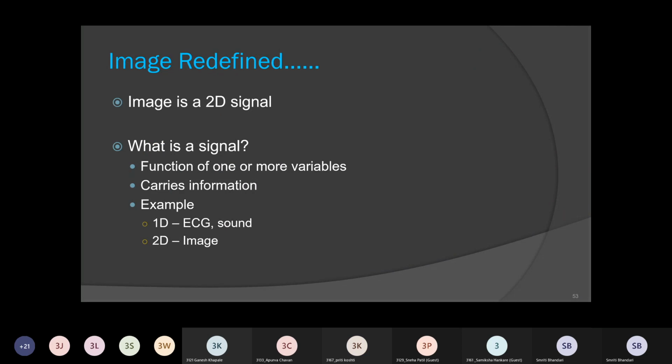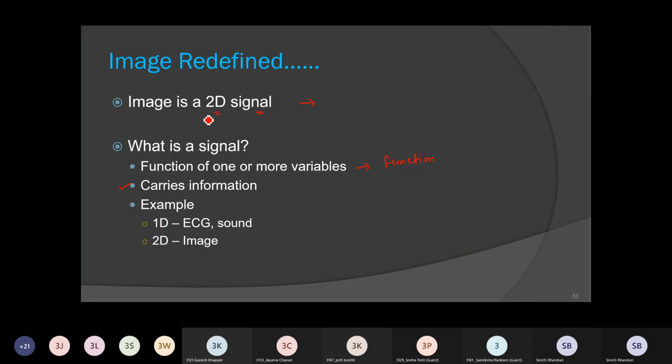This is how we are coming up with a two-dimensional image. So, image is a two-dimensional signal. We are saying that image is a two-dimensional signal, right? So what do we mean by a signal? A signal is a function of one or more variables. It is a function of one or more variables. A signal carries some form of information, right?